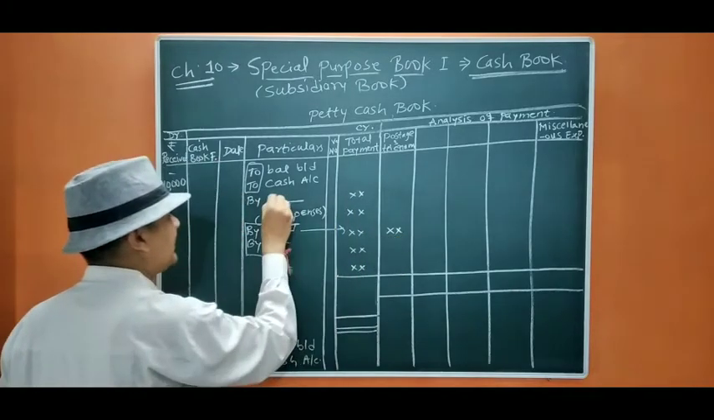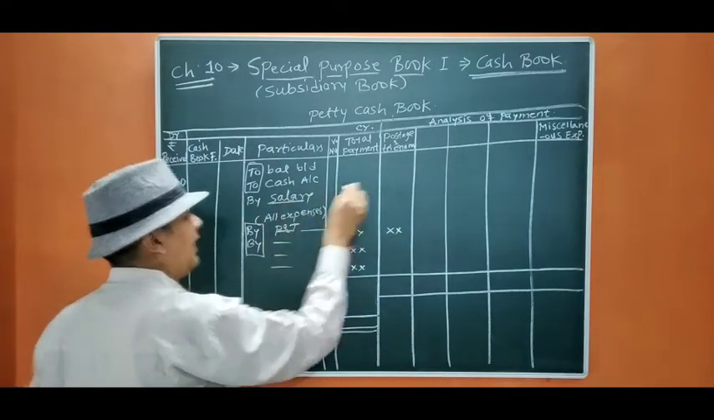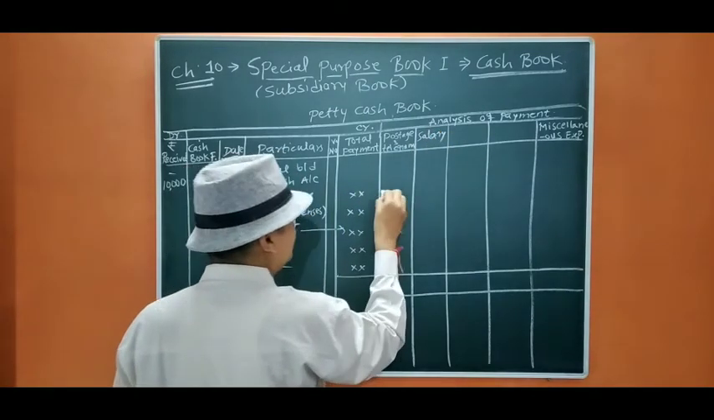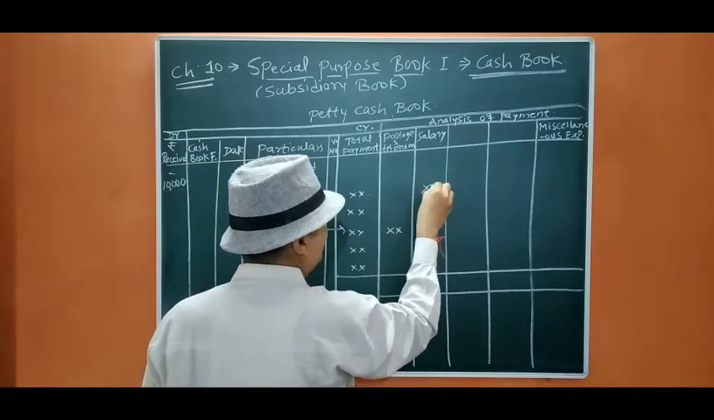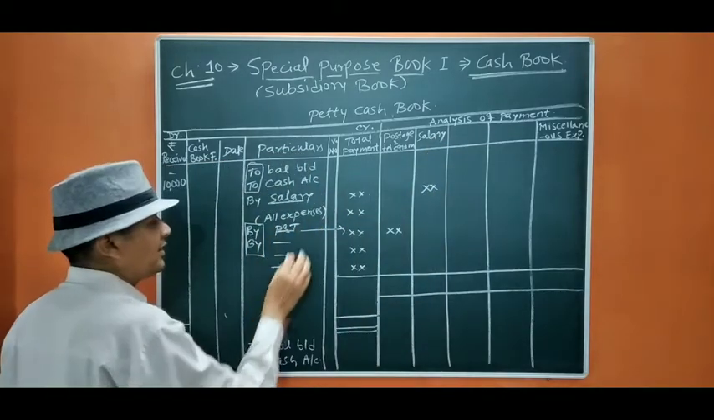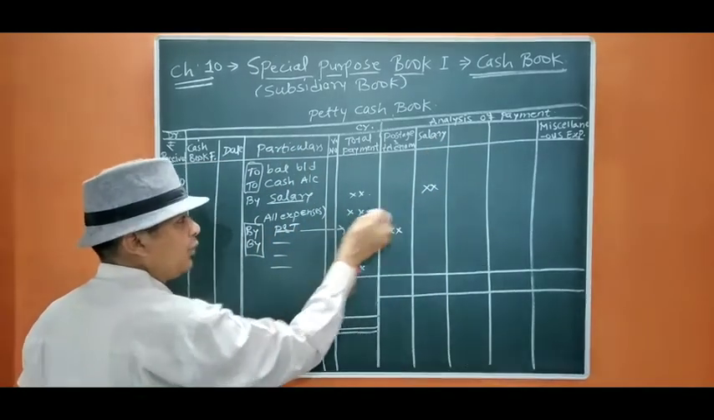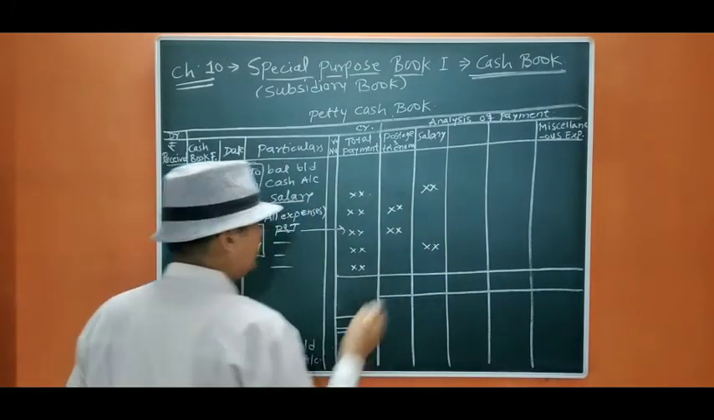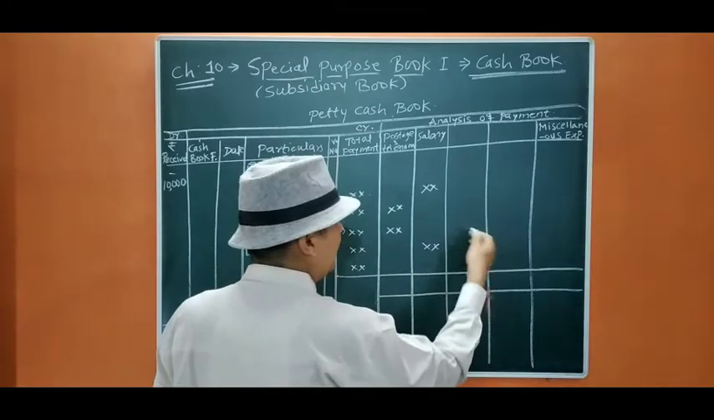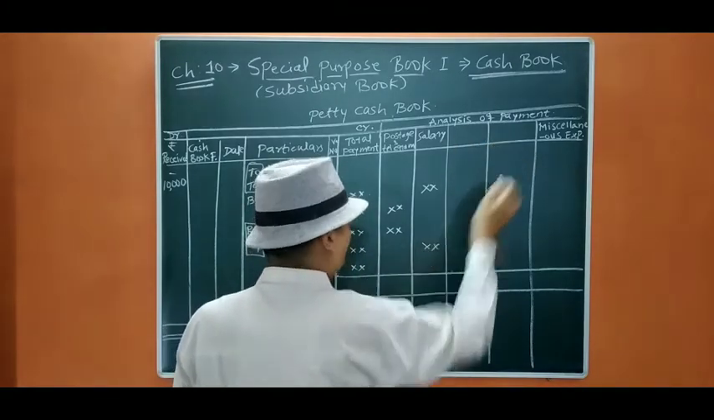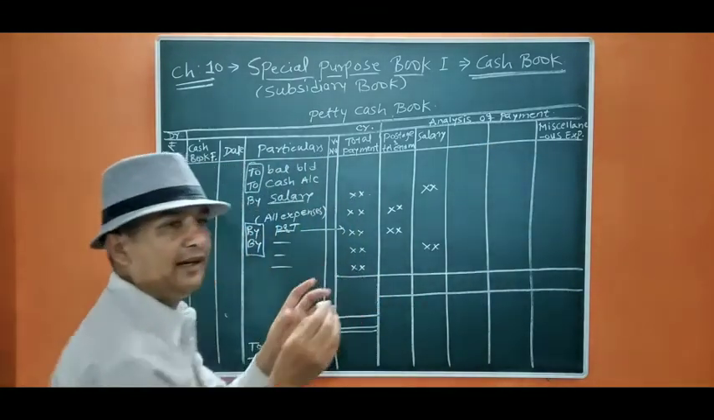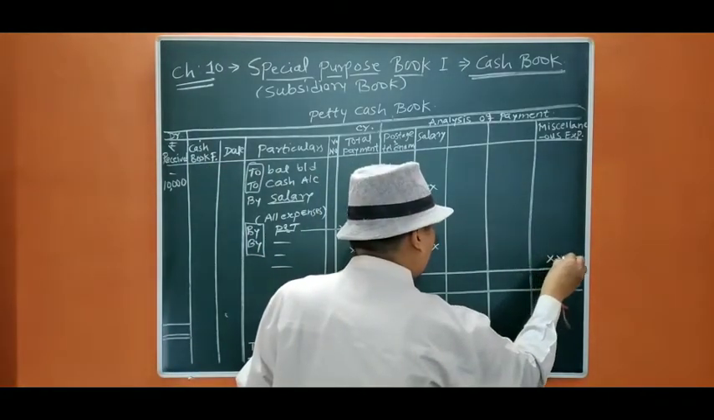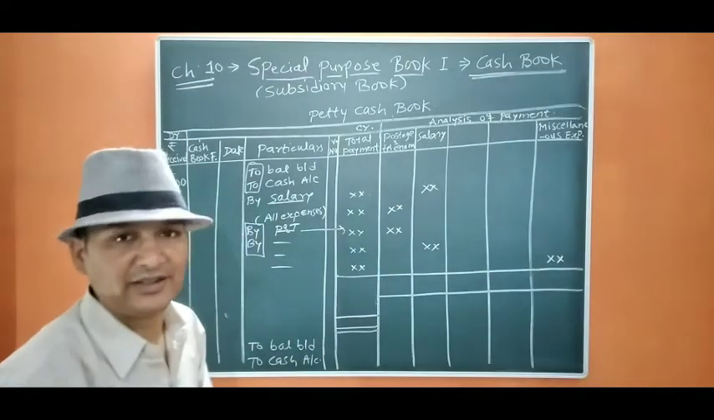Okay. Suppose this is salary and this is our salary account. You are going to show this item in the salary column in front of this. Suppose this is again postage, you write in the postage. This is salary, you write in the salary, and any other item you are going to make a separate column. Suppose this item is not repetitive in nature, but it is small in nature. This item you are going to write in miscellaneous expenses.